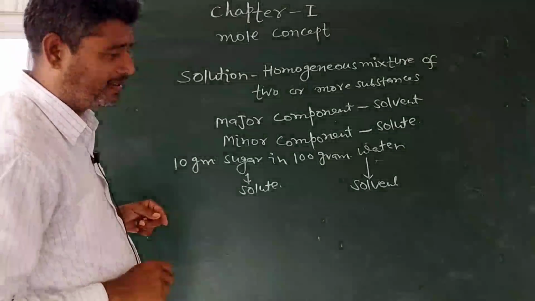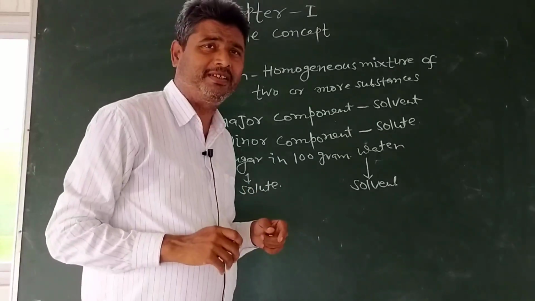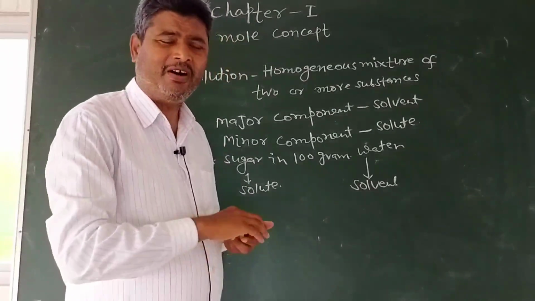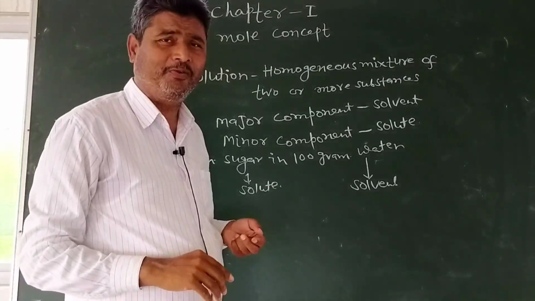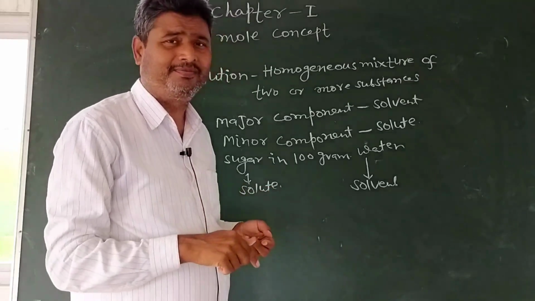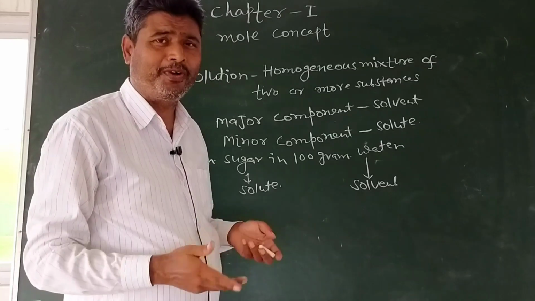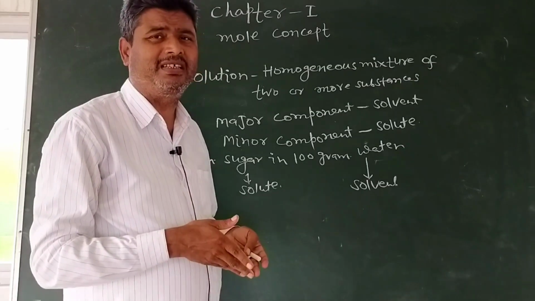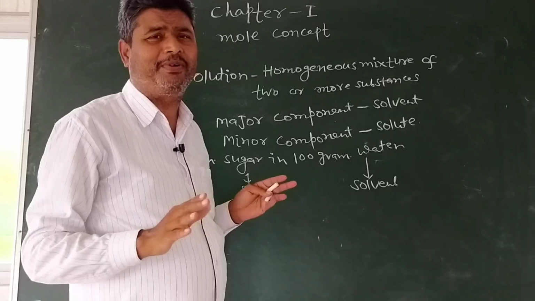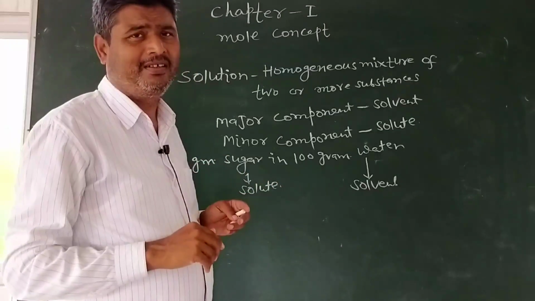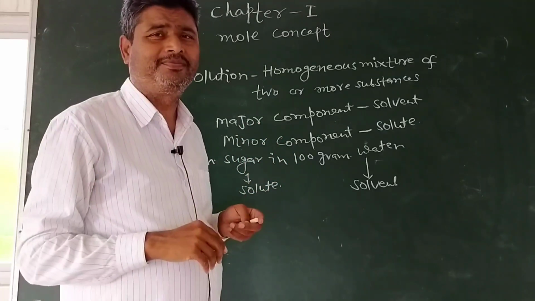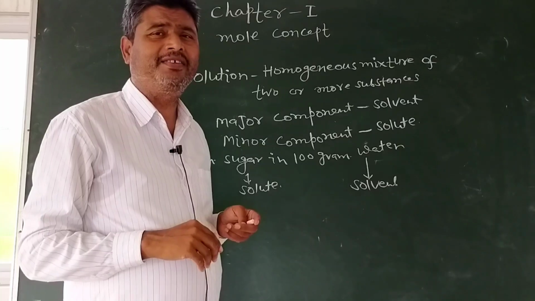In any solution, in any homogeneous mixture, among various components, one must have maximum amount. The component having maximum amount is always known as solvent, while the remaining are regarded as solute.